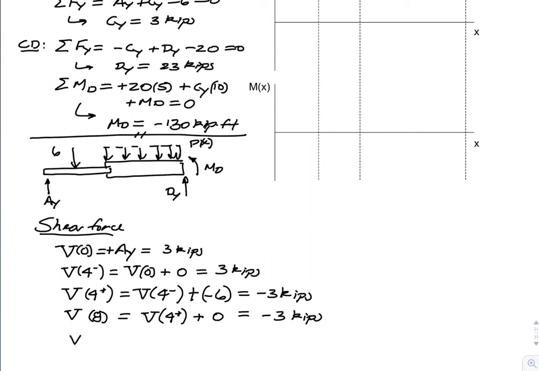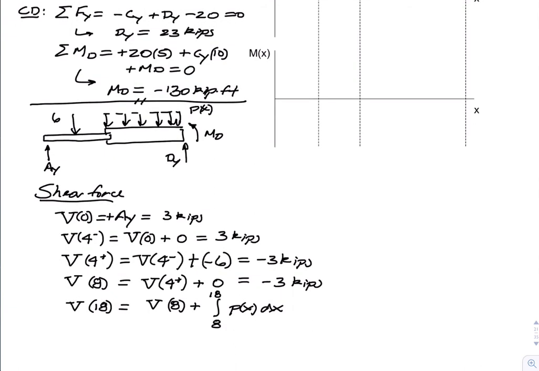And then if I move all the way over to the right hand side, x equal to 18, V is what it is at 8 plus the integral from x equal to 8 up to 18 of P of x. Well, P of x is a constant and it's downward, so the area under that curve then is going to be the minus 2, because that's the line load down. It's acting over 10, so in the end what I have here is minus 23 kips.